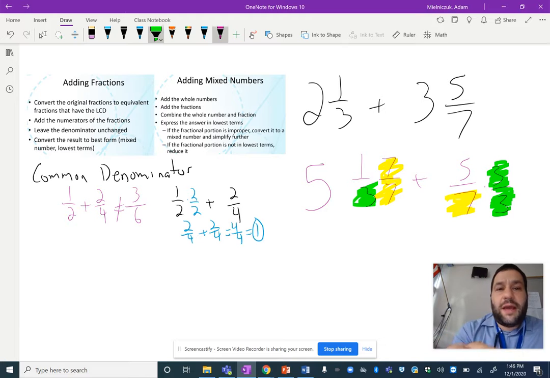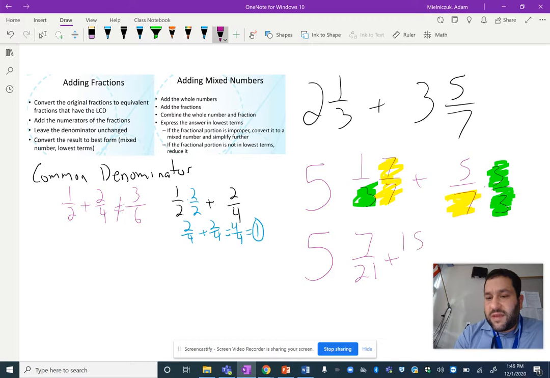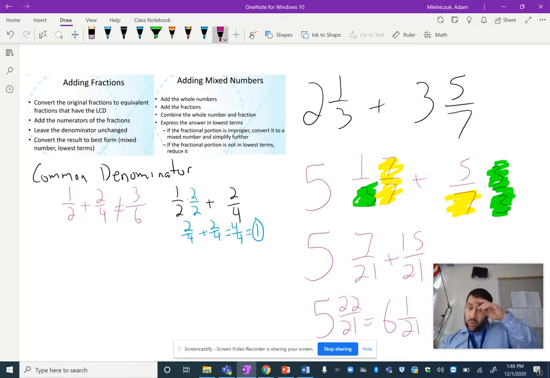Because then when I multiply them, look what happens. 5 keeps going down. I get 7 out of 21 plus 15 out of 21, which will be what? 5, and let's see, 7 and 15 is 22, which really means I have 6 and 1 out of 21. Okay, because 22 out of 21, we can change it to its own mixed number.